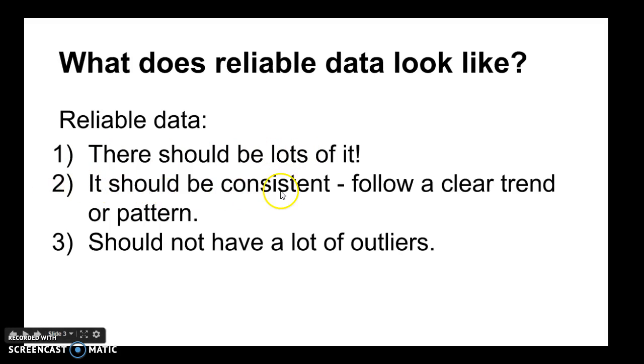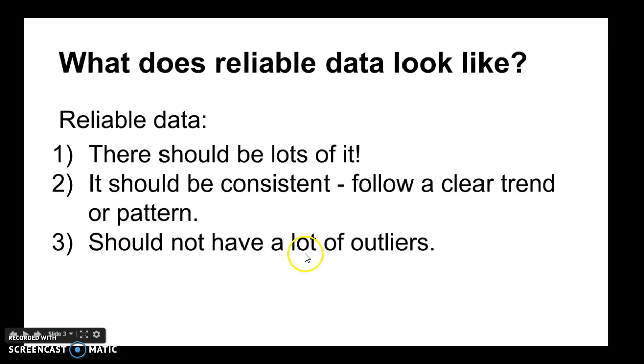Second, your data should be consistent, meaning it should follow a clear trend or pattern. And the more scattered or random your data is, the more difficult it can be to really get a clear relationship and have a solid understanding of how your variables connect to each other.